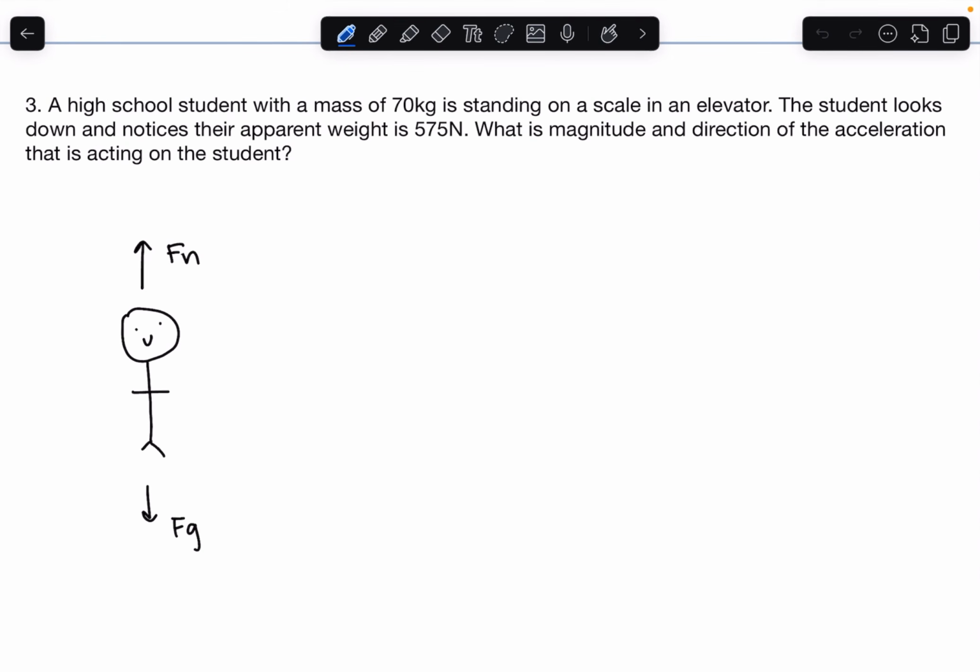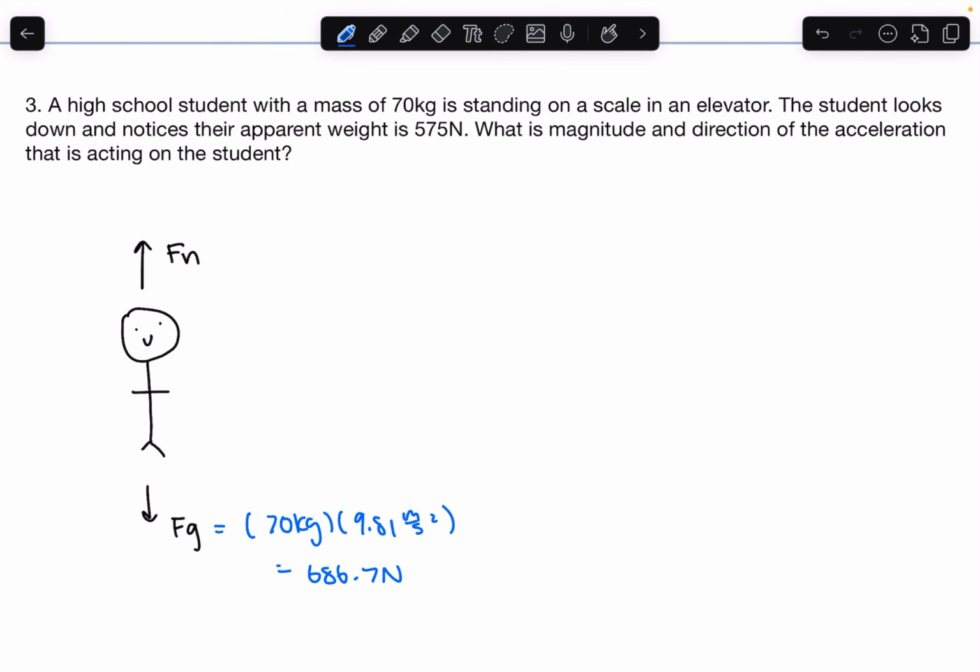Number 3. A high school student with a mass of 70 kilograms is standing on a scale in an elevator. The student looks down and notices their apparent weight is 575 newtons. What is the magnitude and direction of the acceleration that is acting on the student? So we know that the mass of the student is 70 kilograms, so let's solve for their real weight, or their Fg, by using Fg equals mg. So Fg equals 70 kilograms times 9.81 meters per second squared, and we're going to get 686.7 newtons.